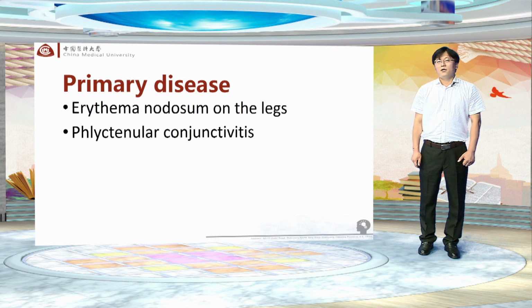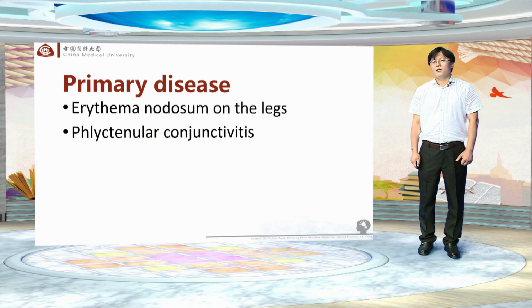With primary disease, we can also see some skin or mucous membrane involvement, like erythema nodosum on the legs and phlyctenular conjunctivitis. These two types of skin or mucous membrane involvement are not that common, but still we can see some of them in our patients.